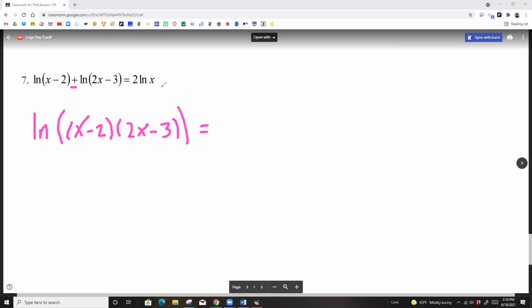And then on the right side, we have that 2 out in front. We need to get rid of that. So we can do that by condensing it using exponents. That's another rule for condensing logs. If you have a multiplier outside the log of something, you can bring it in as an exponent. That's to do with exponent rules.